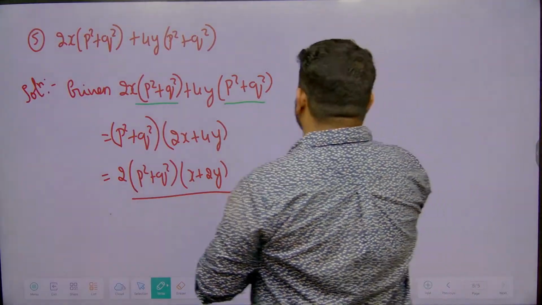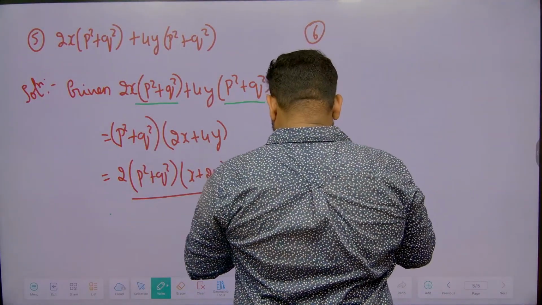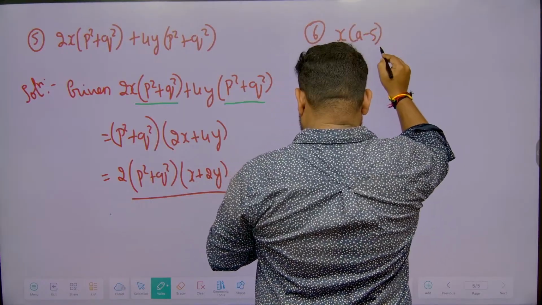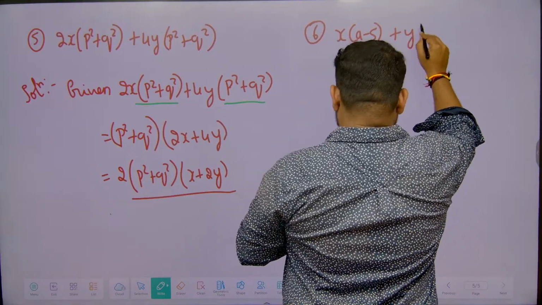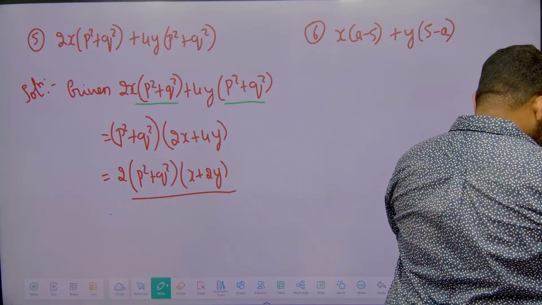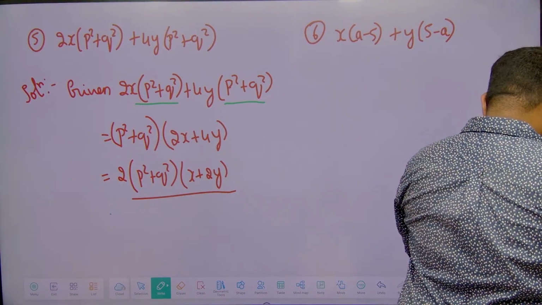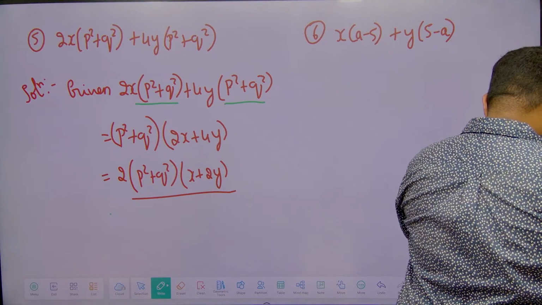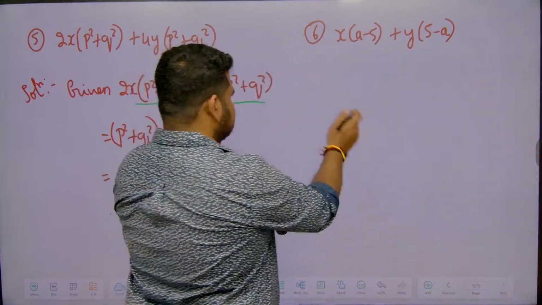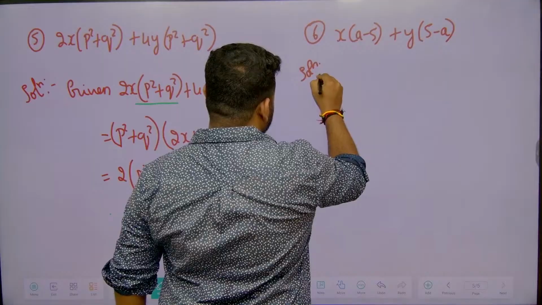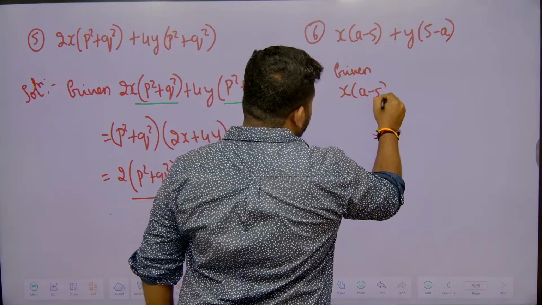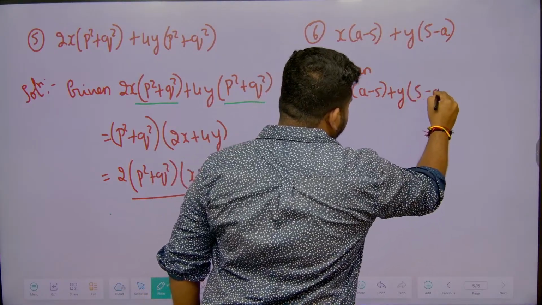Next question. Sixth one. So, they have given x into a minus 5 plus y into 5 minus a. This is what is given. They are asking us to factorize this. So, here first let us write down the solution. What is given? x into a minus 5 plus y into 5 minus a.